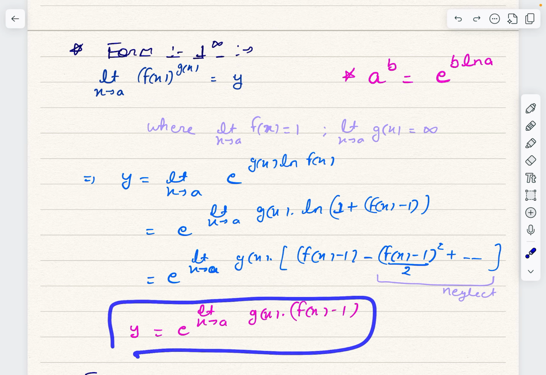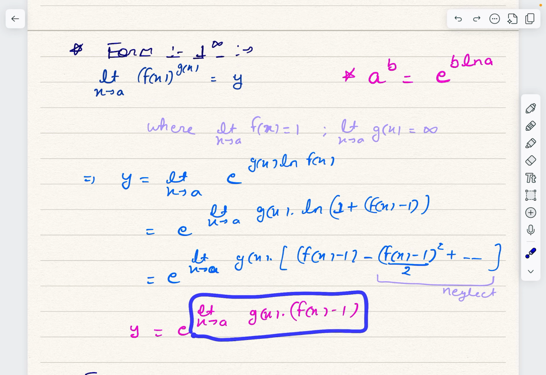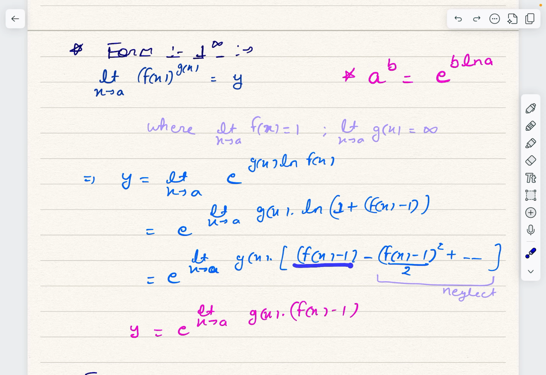Now, most of the problems will be solved by this formula directly. But in some problems, after using this formula also, you will get some indeterminate form. So in those problems, we'll have to use this proof here. Basically, in those problems we can't take only the first term, we'll have to take more terms. When to use that and when not to, we'll see with the help of examples.